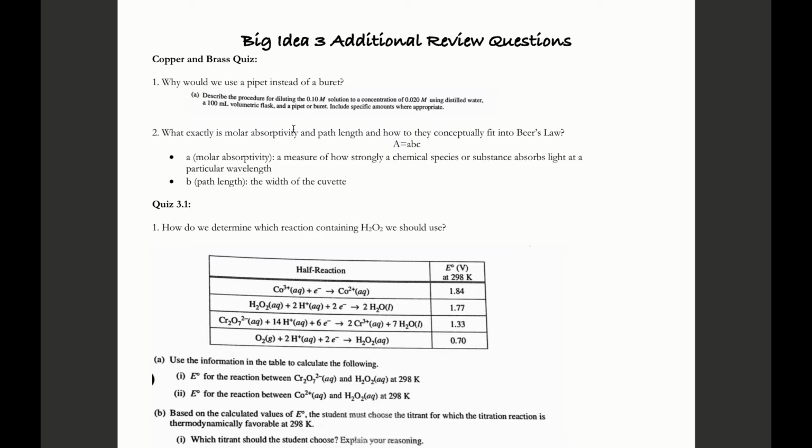I would consider a volumetric pipette and a burette about the same accuracy levels, just thinking about the lines and how fine they are compared to, for example, a graduated cylinder. So a graduated cylinder is going to be your least accurate, followed by a burette or a pipette, and then a volumetric flask would be the best tool possible.